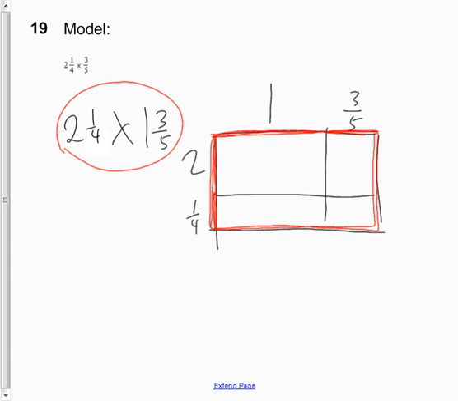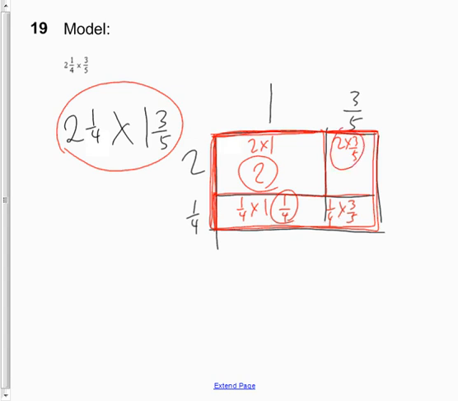But what we're really doing with the area model is we're breaking up into 4 parts. This part will be 2 times 1. This part will be 2 times 3/5. This part will be 1/4 times 1. And this part here will be 1/4 times 3/5. So if we break it up into 4 smaller groups and add them together, that will be the same answer as 2 1/4 times 1 3/5. So this one's easy. That's going to be 2. And this one's easy because it's going to be 1/4, because anything times 1 is itself. So right off the bat, I got half of my area model done.